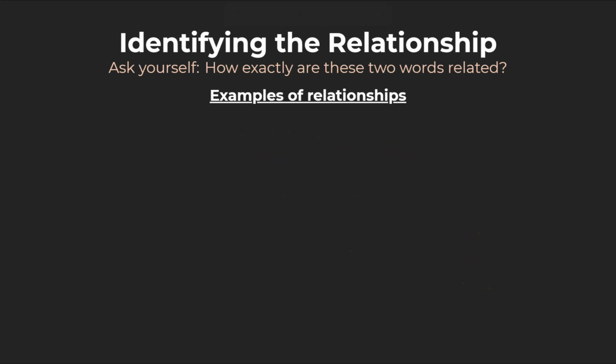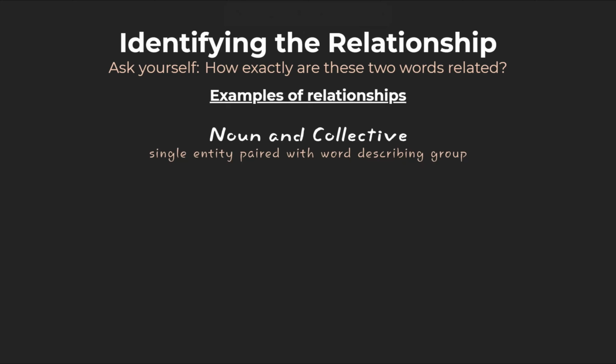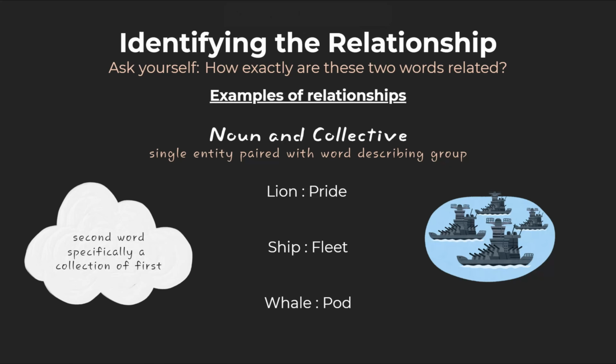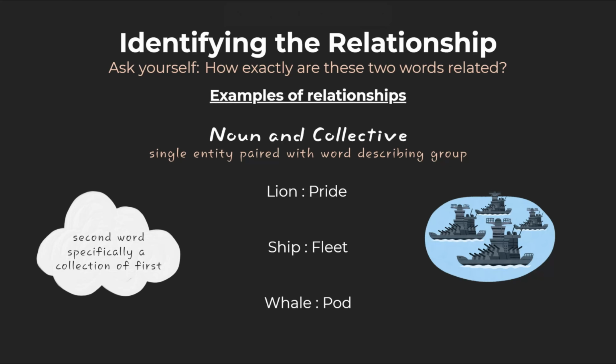And finally, noun and collective. In this relationship, a single entity is paired with the word used to describe a group of those entities. For example, lion is to pride, ship is to fleet, or whale is to pod. The second word refers specifically to a collection of the first.